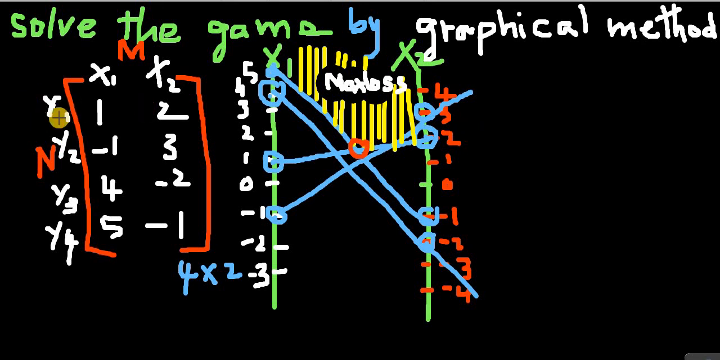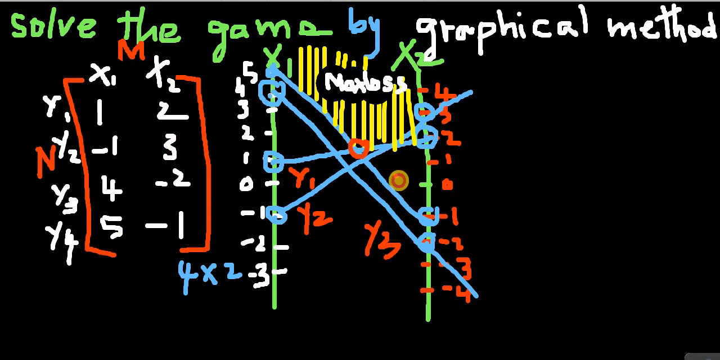So it is better that y1, 1 to 2, this is y1. Am I correct? Minus 1, 3. Minus 1 is here, 3 is there. So this is actually y2. And x1 is 4, x2 is minus 2. 4 minus 2 is there. This is y3. And then 5 minus 1. 5 is here, minus 1 is here.